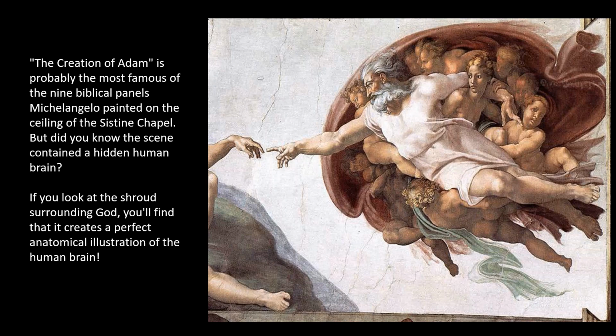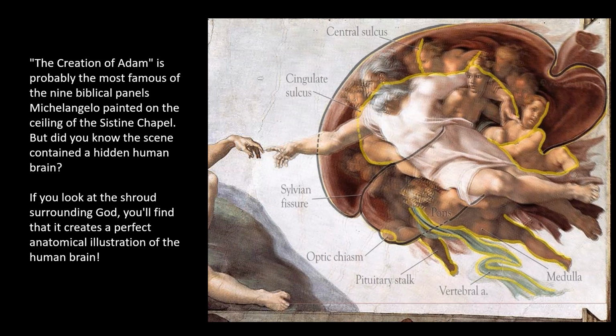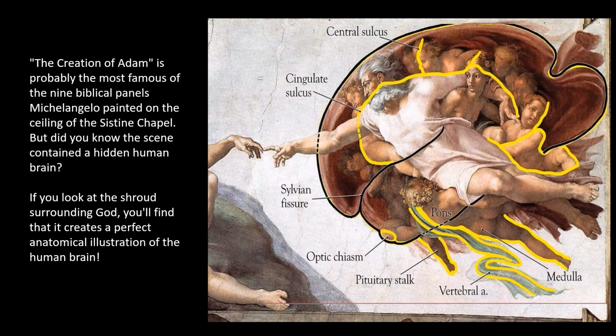The creation of Adam is probably the most famous of the 9 panels Michelangelo painted. But did you know that the scene contains a hidden human brain? Can you spot it? That's it. If you look at the shroud surrounding God, you'll find that it creates a perfect anatomical illustration of the human brain.